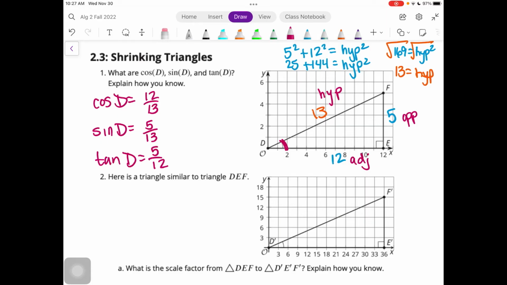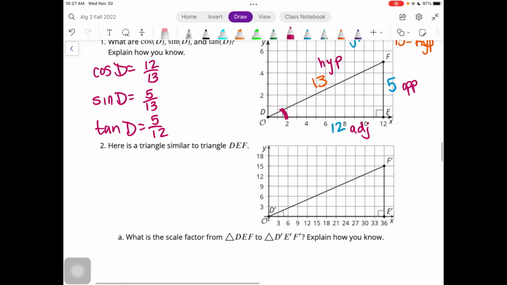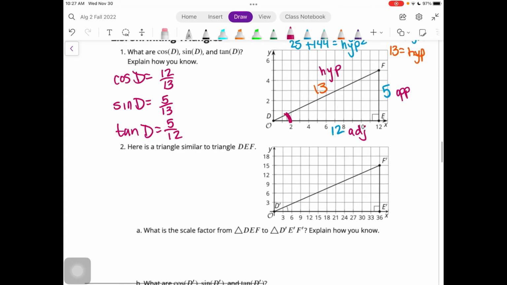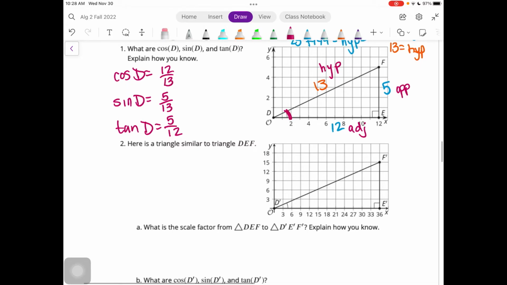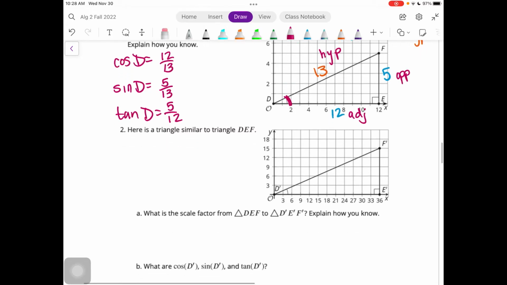All right, number 2, we have a similar triangle to DEF, right? So similar in the true sense of the word, the geometric sense of the word, similar, meaning that they have the same angles and their sides are proportional. And so we want to find the scale factor. So we see that this bottom leg is 36. The shorter leg is 15.